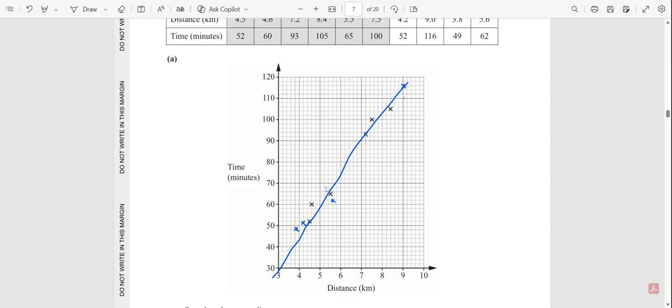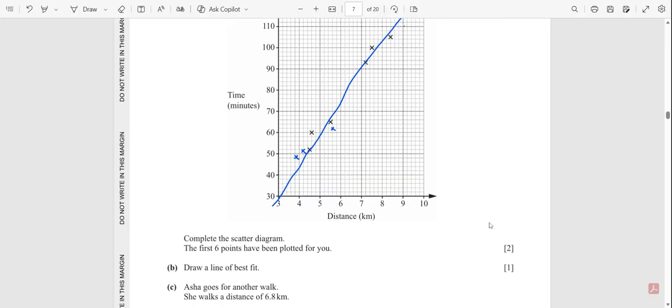We have to draw the line of best fit, and although it's not a straight line, you have to draw this line with a scale. You have access to the question paper and the mark schemes. Download them and attempt those questions. So you will draw the straight line with the scale.